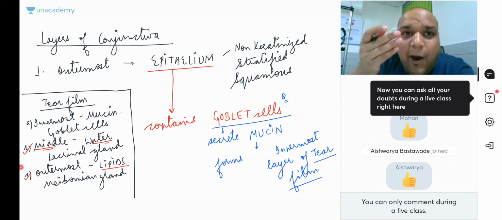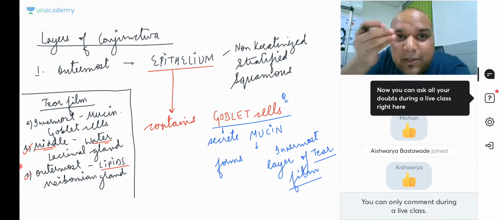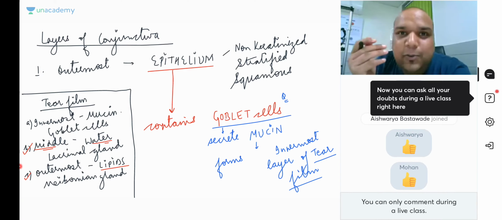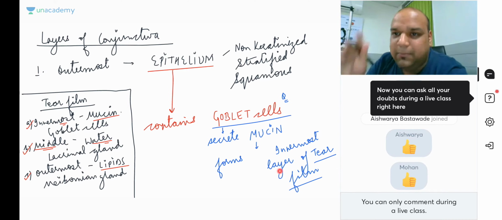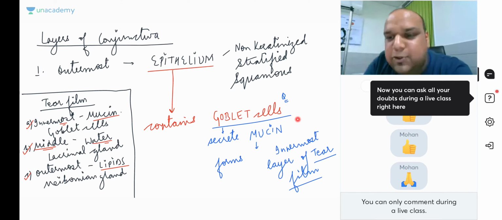Then everybody, how will this water and lipids stick to the eye? The water will fall, the tears will spill over. Yes, the water will fall. So how to make this tear film stuck to the eye? You need some kind of mucus to stick it to the eye. That is why the innermost layer, everybody, is formed by mucin, and that mucin is secreted by goblet cells. So each layer beautifully formed has a function: mucin for sticking, water for wettability, and lipid to stop the evaporation. I hope you understand the simple function of tear film and its formation.